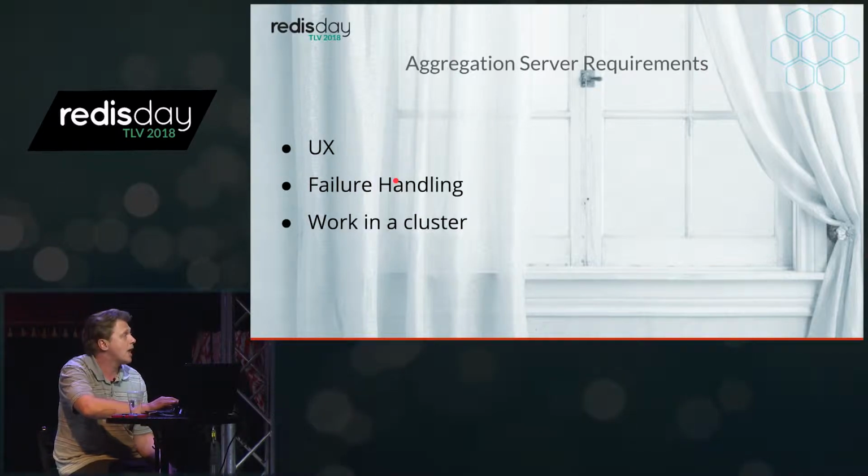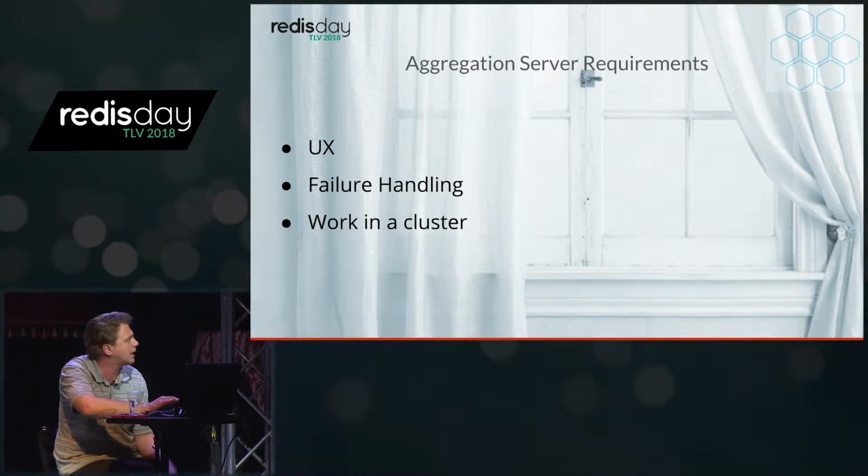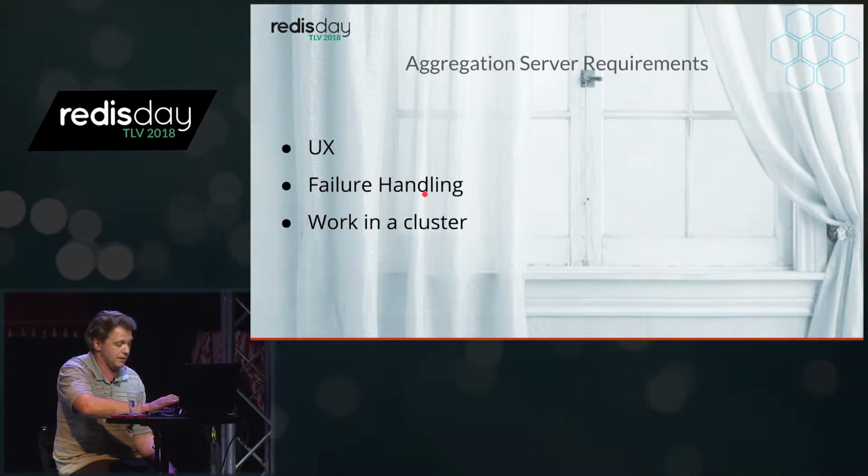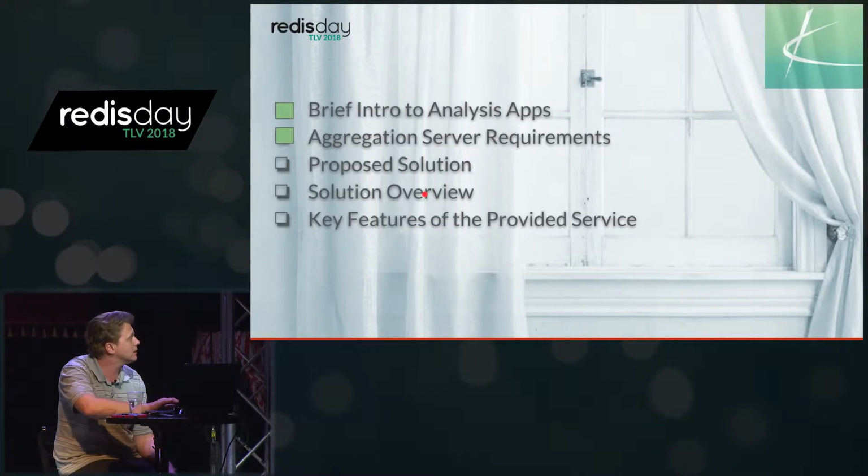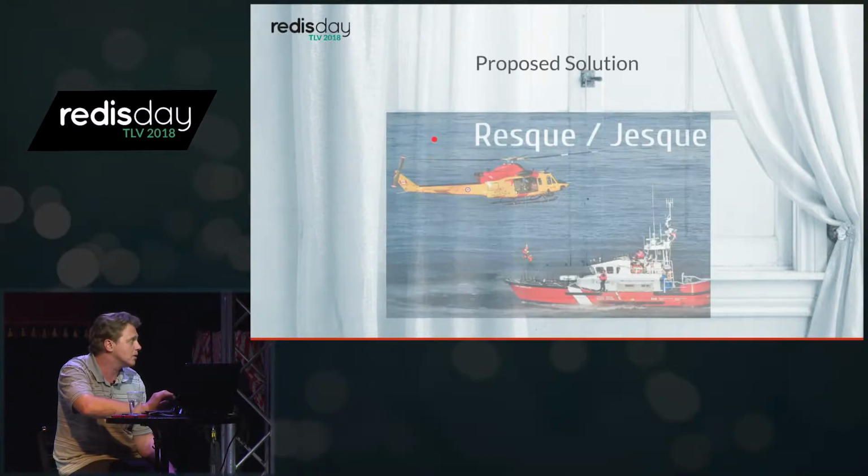We should handle the failure of a specific aggregation and should handle the failures of the entire server, for example some crash, something unexpected, and we should be able to work in a cluster. We should be able to use an environment that... The proposed solution was to use Resque and Jesque.